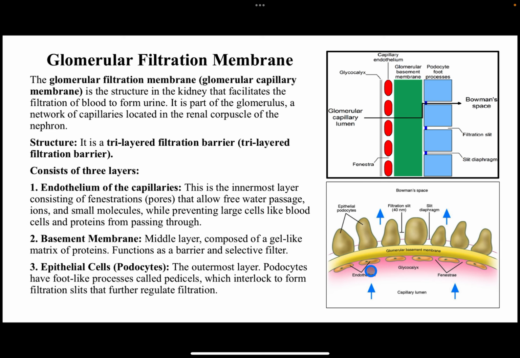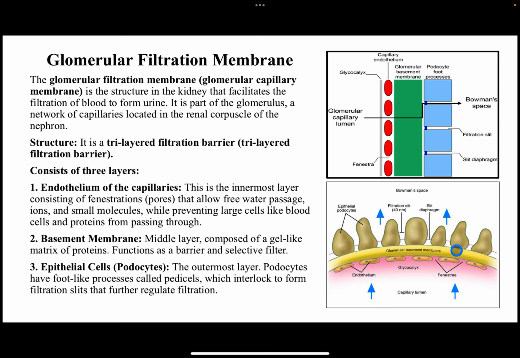Okay, in between the endothelium of the capillaries, which is the innermost layer, we have spaces over there. You can see we have space over here, and here, and here. So in between the endothelium of the capillaries, we have spaces in between. And those spaces, we call fenestrations or pores.